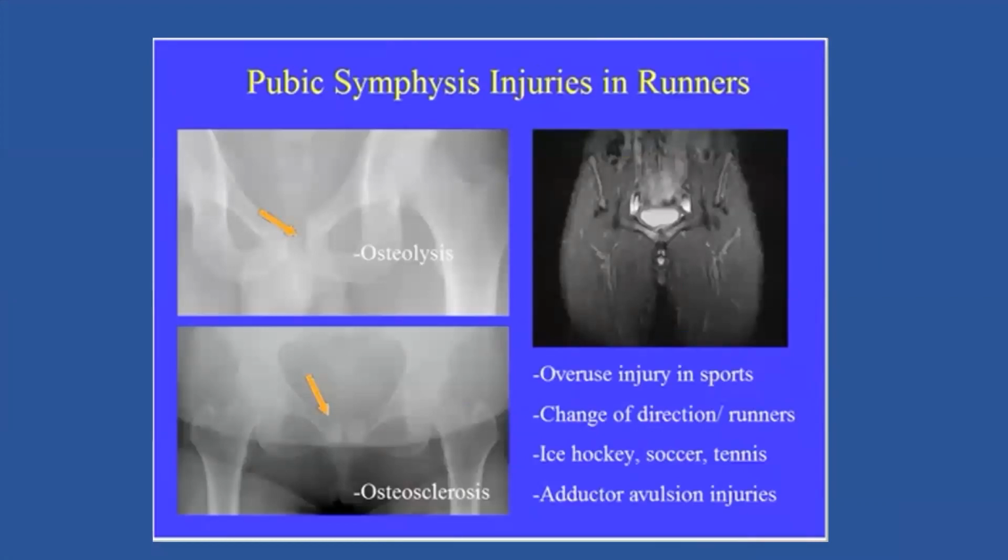The symphysis pubis can also be affected by rotational injuries during sports. Twisting gives you osteitis symphysis pubis. You have to think of this. And you can have adductor avulsion injuries. Okay, so don't forget about this.